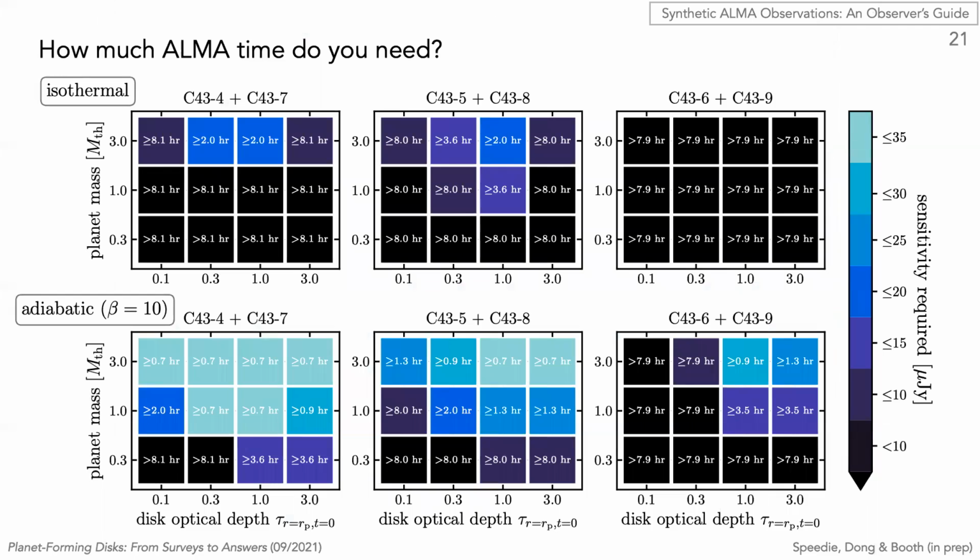So this figure summarizes our results. Each box here is colored according to the minimum sensitivity required to recover the outer spiral arm in each of our models. Then inside each box, I've also put the amount of on-source time that sensitivity corresponds to. That number doesn't include overheads, so the total time required is a lot more than what's shown. But the point of this figure is to identify trends.